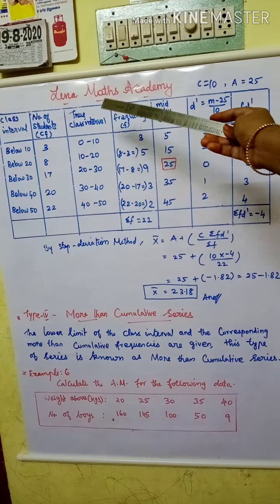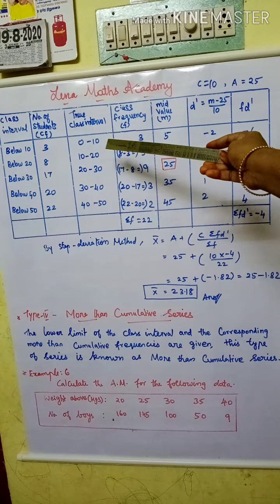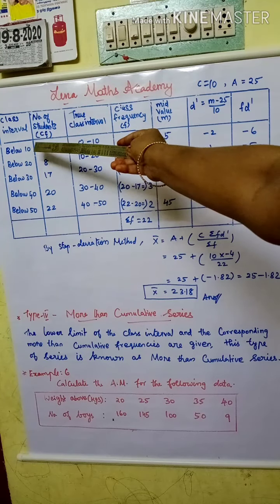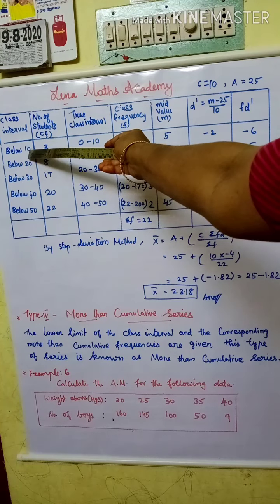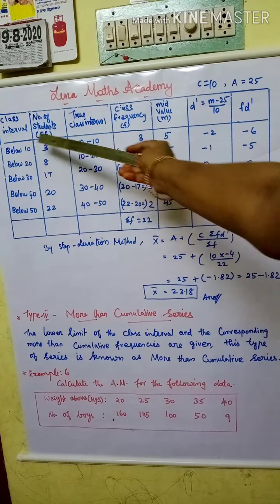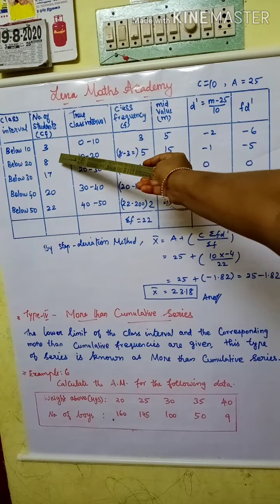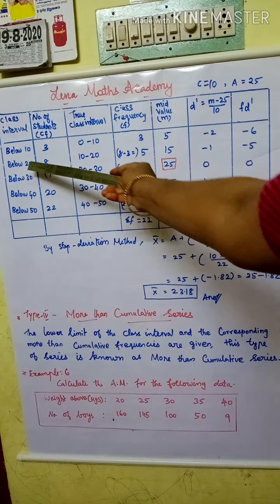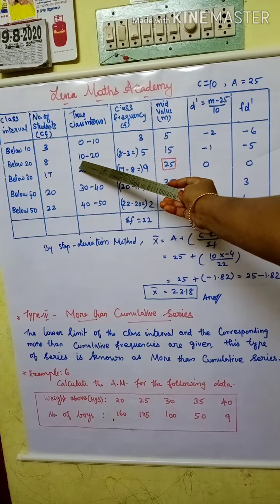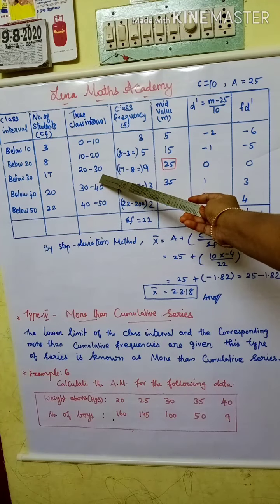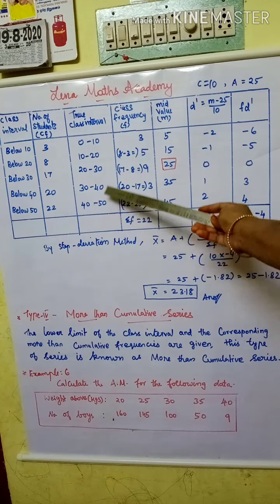First we convert into exclusive class intervals. The upper limit is 10, the common difference is 10, so 10 minus 10 is 0. So the first interval is 0 to 10. Second upper limit 20, common difference 10, so 20 minus 10 is 10. So the second interval is 10 to 20. Similarly, we get 20 to 30, 30 to 40, 40 to 50.